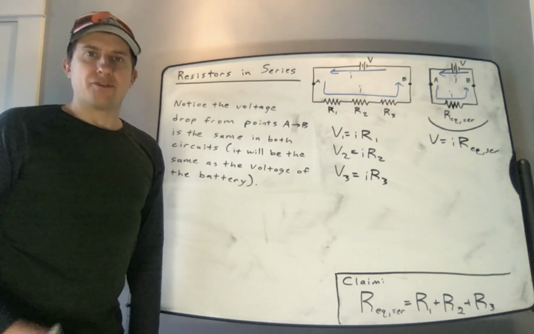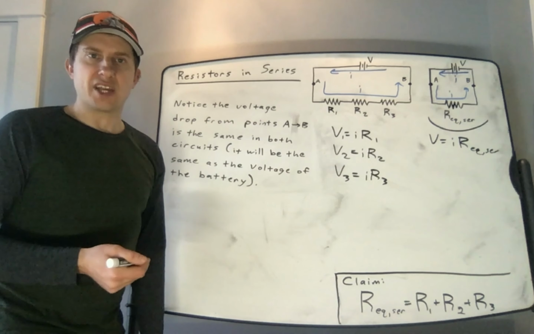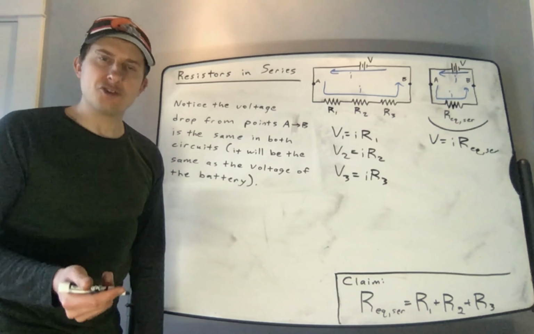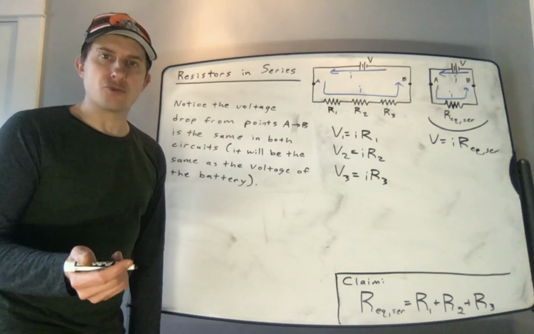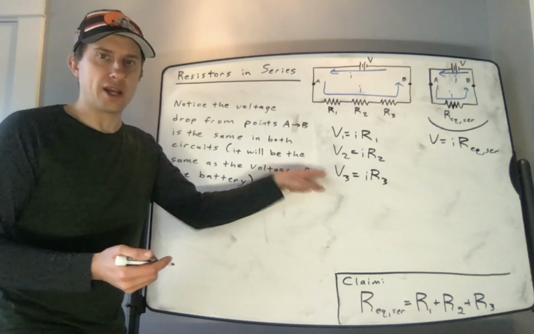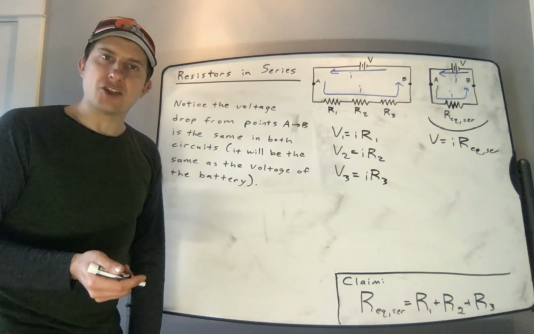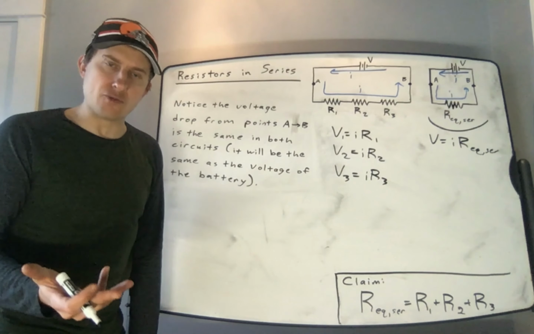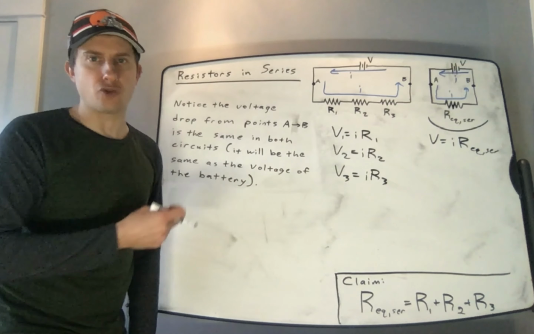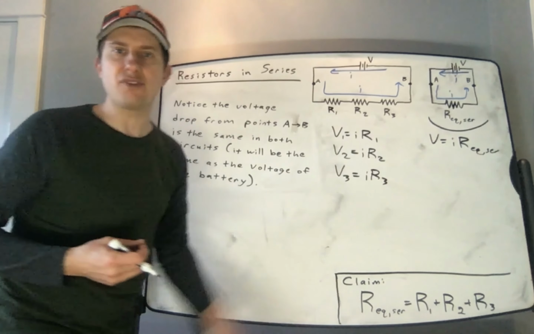In the circuit on the left, there are 3 resistors between points A and B, so there will be 3 contributions to the total voltage drop between points A and B. Those 3 contributions will be V1, V2, and V3. In the circuit on the right, there is only 1 resistor between points A and B, so there will only be 1 contribution to the voltage drop between points A and B, and that is V.